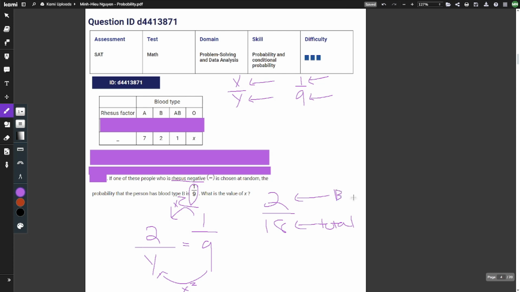Now we're not actually done yet, because this is our total, but they want x. So all we have to do is subtract everything. I mean, 18 minus 7 minus 2 minus 1. That's just 18 minus 10, which equals 8. So x is equal to 8. Hooray!